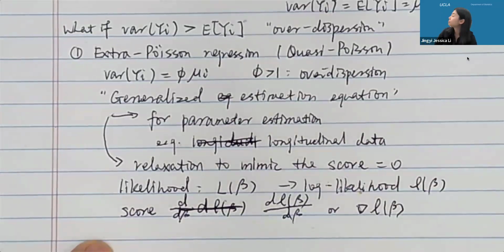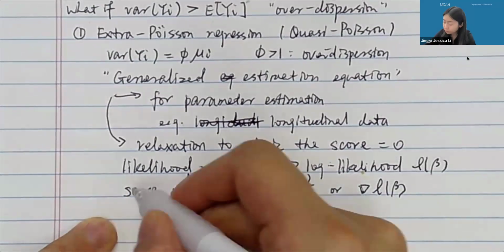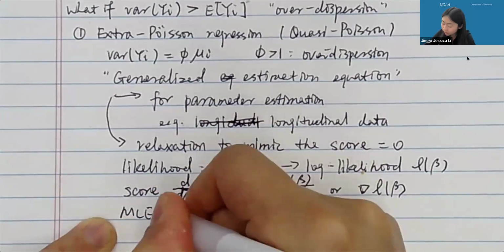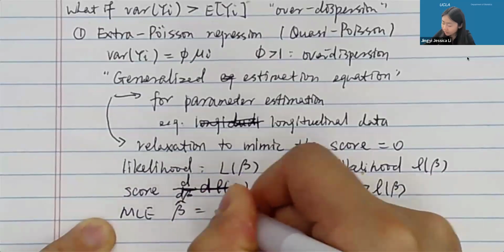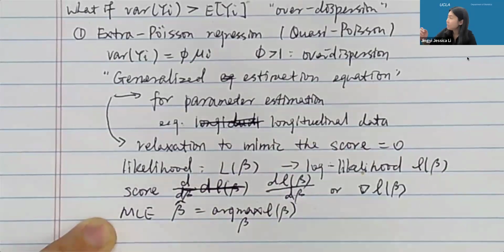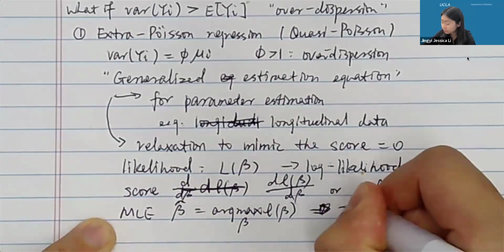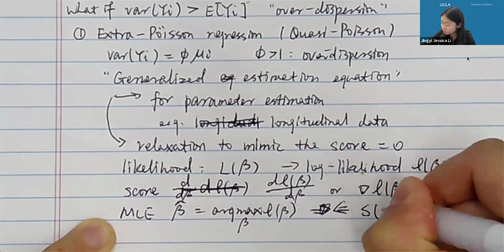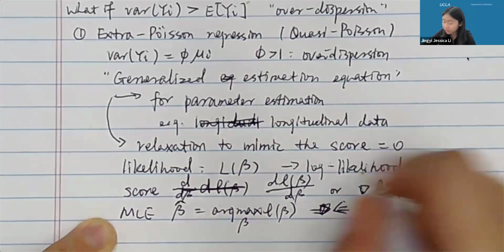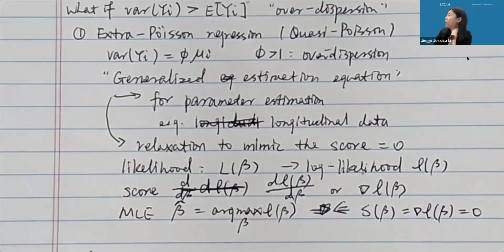That's the score. And why do we need to set the score to 0? That's for MLE. So for MLE, if we want to find the beta hat as the argmax maximizer of l(beta), then essentially, if this log likelihood is convex, has one maximum, we can solve it by setting the score function of beta, which is defined above, to 0. This is what we do for MLE.